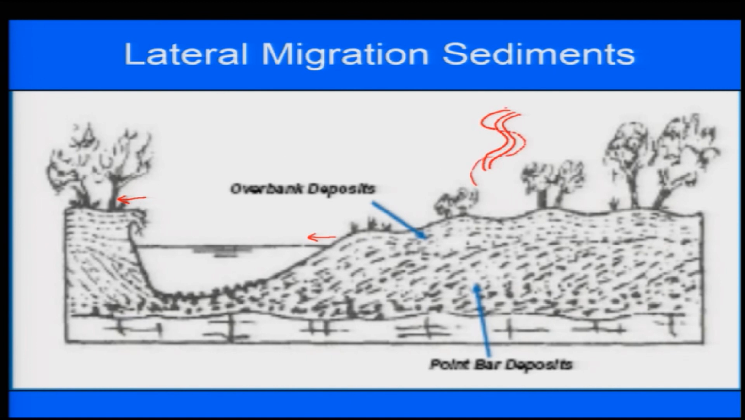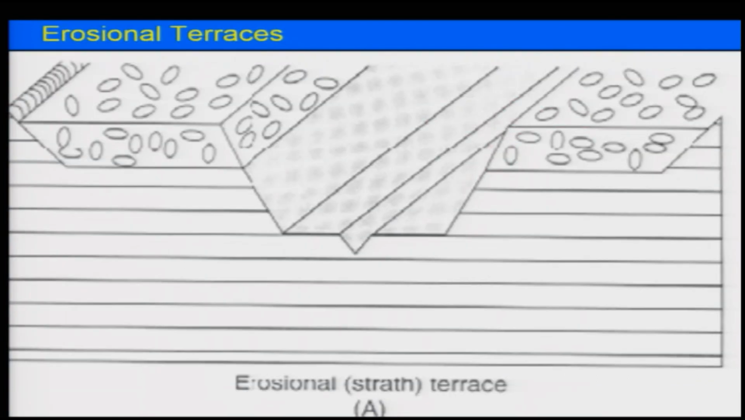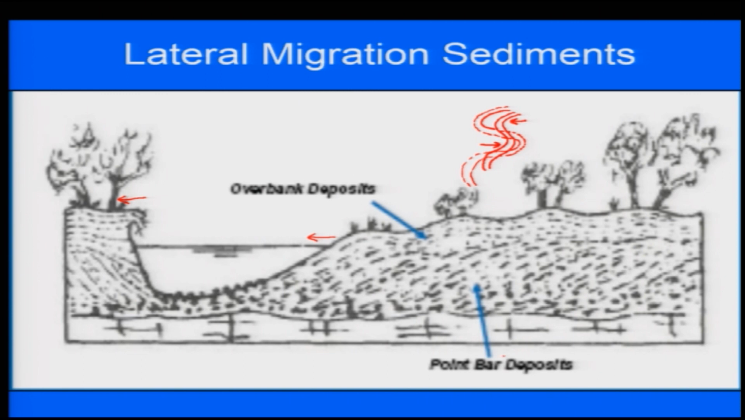So, it will keep changing its course because of its tendency to erode. Okay. So, you will have the lateral shift from here as well as from here. Then we have erosional terraces, which are, so these are the features which have been termed as point bars.